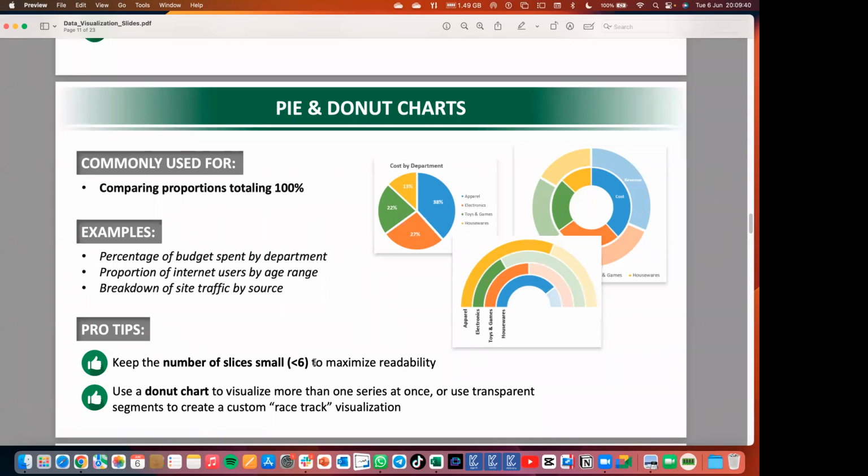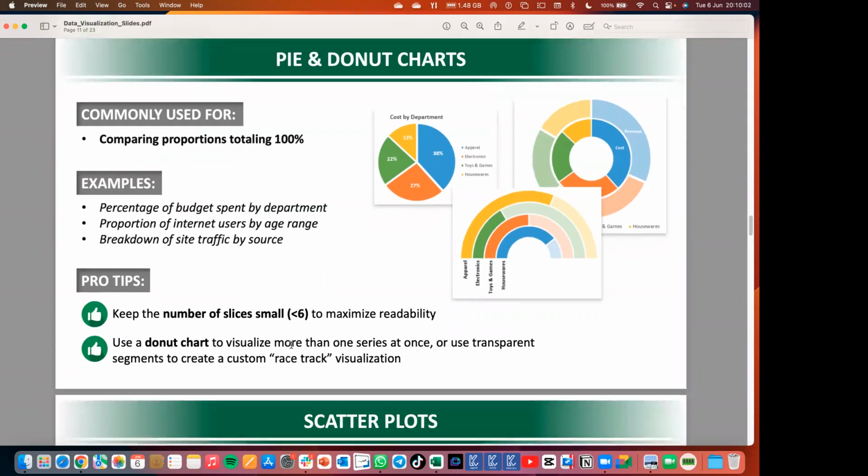Here it is being highlighted out. The number of slices should be smaller than 6 to maximize readability. Then even the donut chart can be the same thing. Even the half donut can be the same thing. I'll show you even how we break such to make sure that you create such a chart. Use donut chart to visualize more than one series at once.